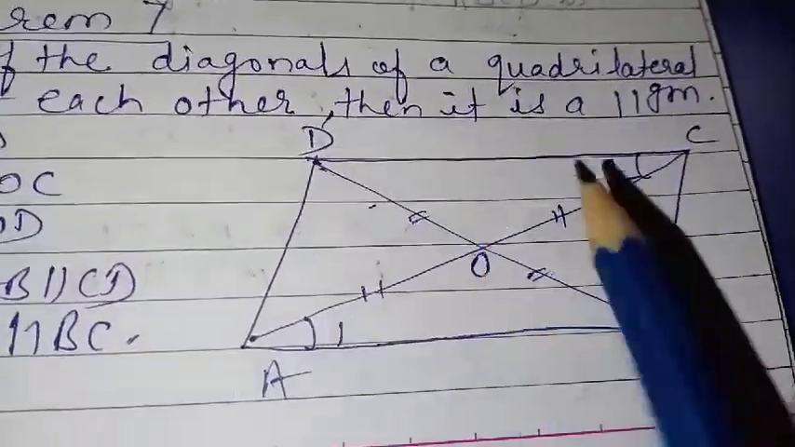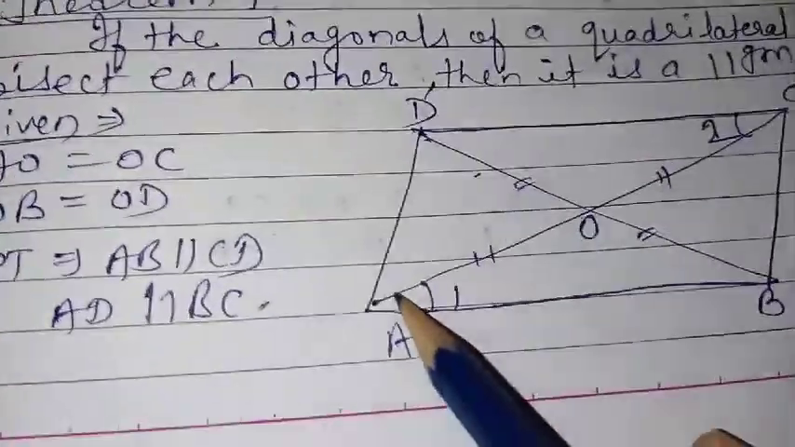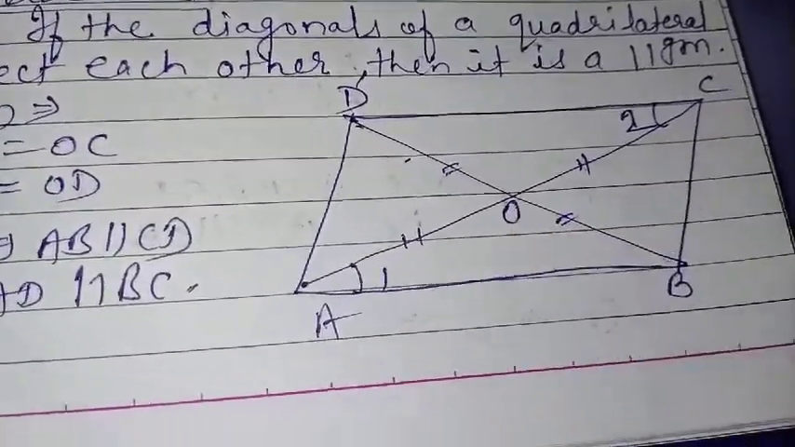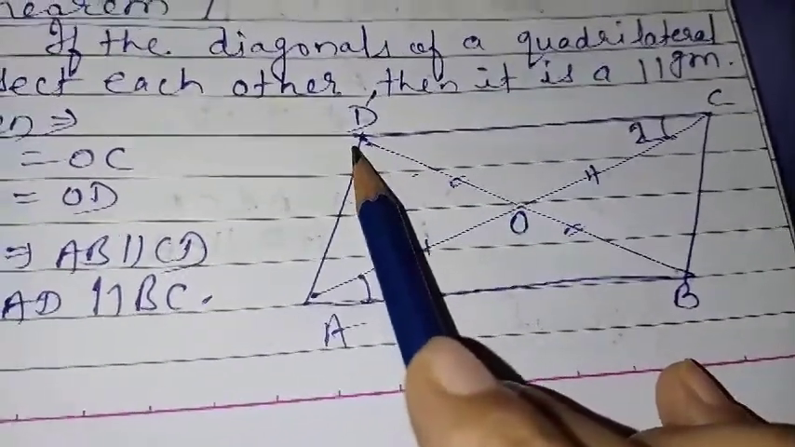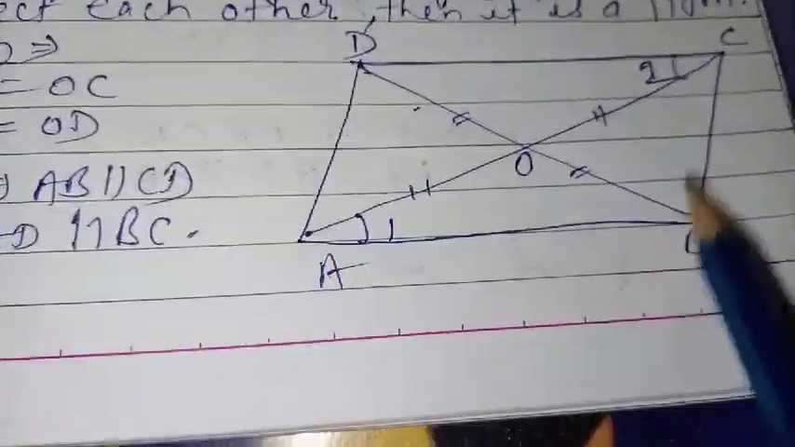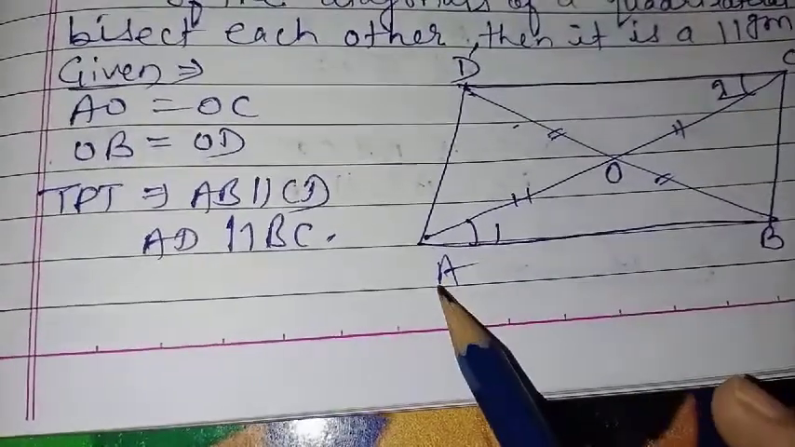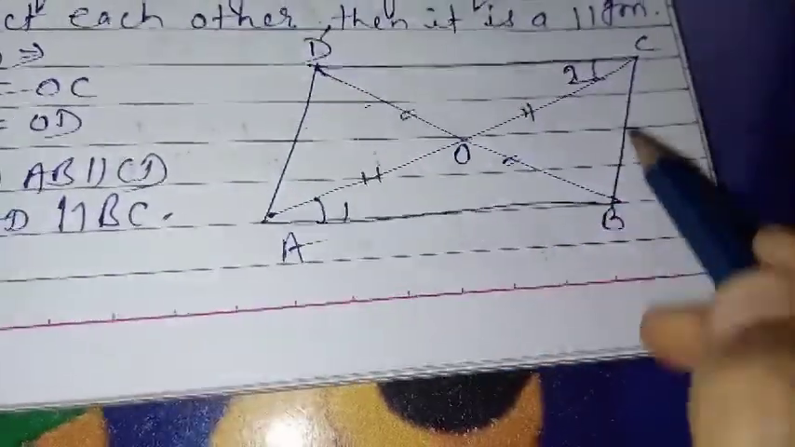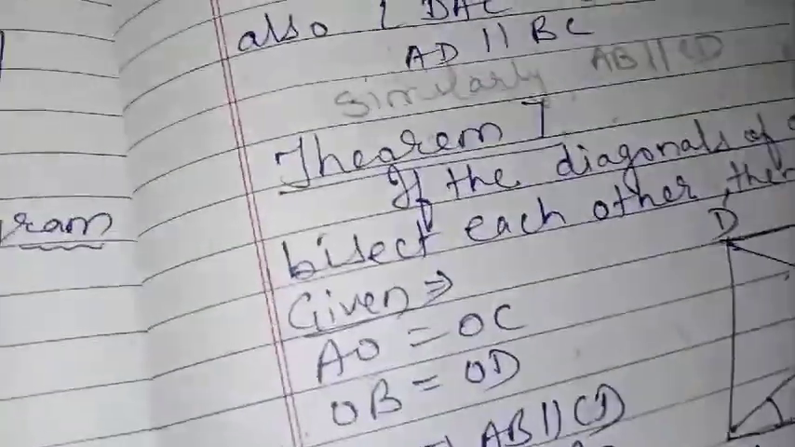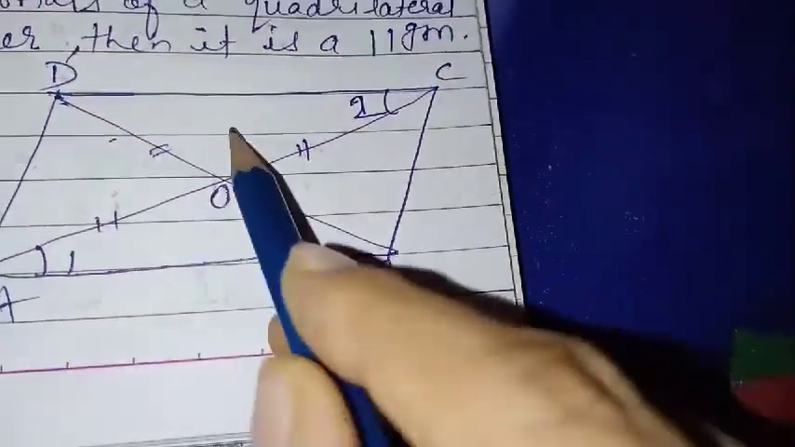So let's prove it. What is given? The diagonals bisect each other, that is AO equals OC, and secondly BO equals OD. What is to be proved? Our TPT is that ABCD is a parallelogram, which means we have to prove AB parallel to CD and AD parallel to BC. Can we prove two triangles congruent?